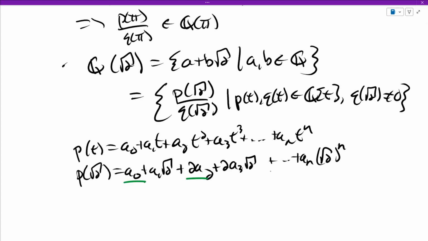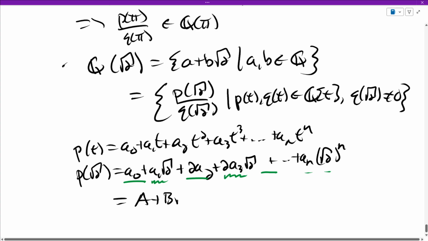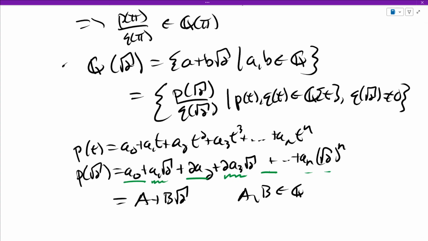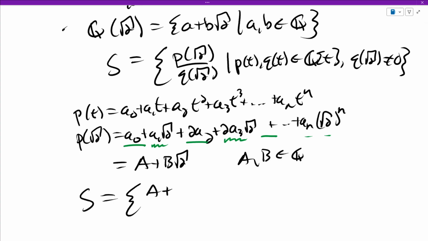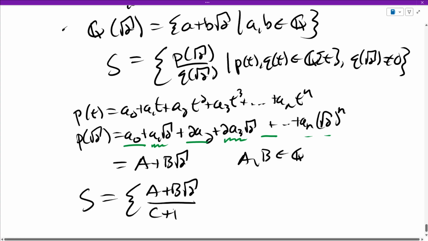Well, every other term is rational, and all the remaining terms have a root 2 in them. So what you can do is collapse this into some a plus b root 2, where a and b are in Q. You collapse all the rational ones together, and you pull out the root 2 from the others. So in other words, let me call this set S. S is the collection of all the results when we plug root 2 into a polynomial, and we get some a plus b root 2. And when we plug it into the polynomial in the denominator, we're similarly going to get some c plus d root 2, where a, b, c, d are in Q.